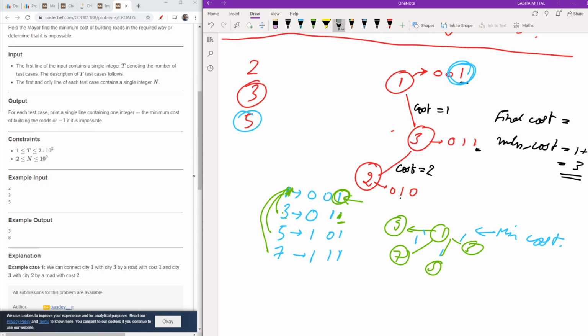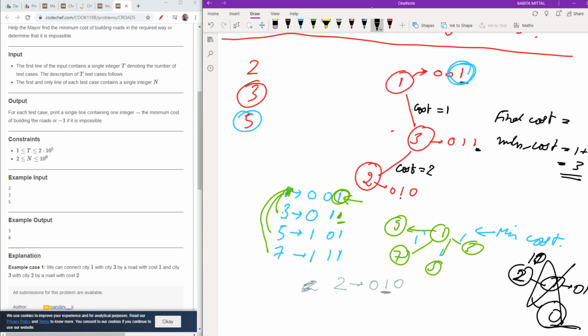So let's take an example. If I have a node 2, it will be represented as 0 1 0. Any node which I attach with the node 2, the minimum cost I want is 2. Now you will say, Aryan, what if I attach 2 with 1? It will be 0 1 0 and 0 0 1, so the AND will be 0. So yeah, it is not allowed.